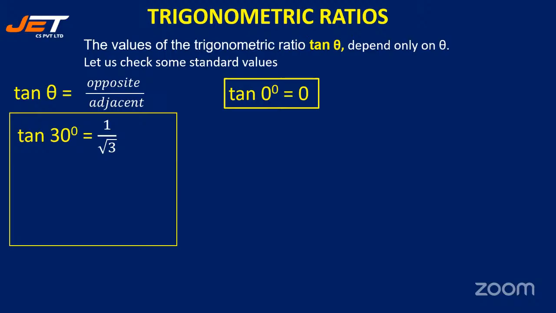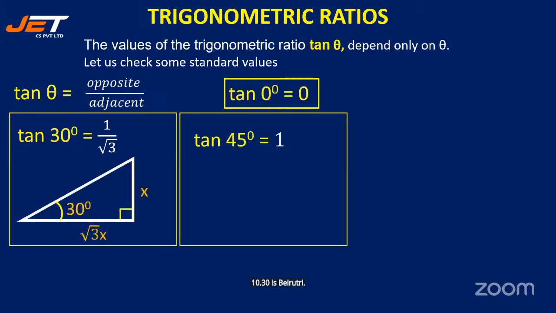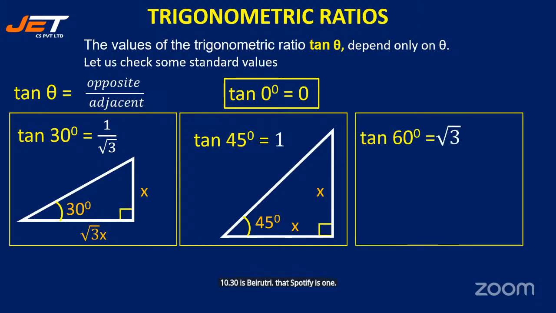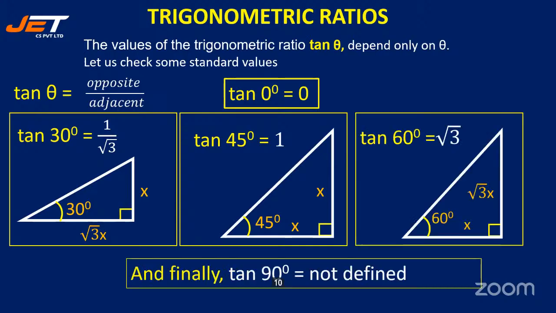Tan 30 is 1 by root 3. Tan 45 is 1. Tan 60 is root 3. And finally, tan 90 is not defined. All right, students. So tan 0 is 0.